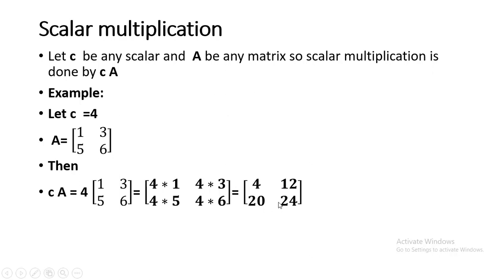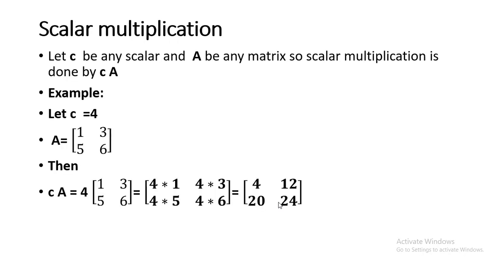So this rule follows for any scalar. This scalar can be any number, right? Here I've considered a 2 by 2 matrix, but the same rule follows for 3 by 3, 4 by 4 and n order of matrix. If any scalar is given and you need to multiply a matrix with that scalar, that only means that particular number will be multiplied by each and every element of the matrix. So this was scalar multiplication.